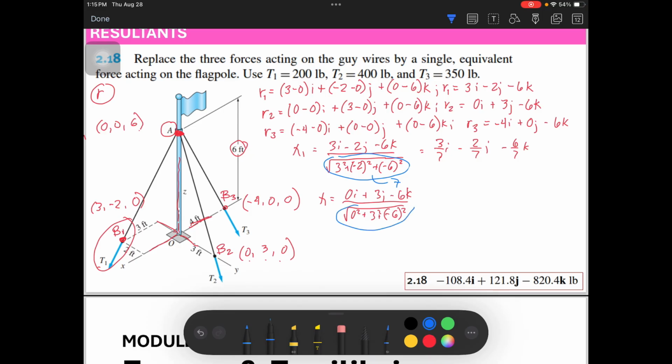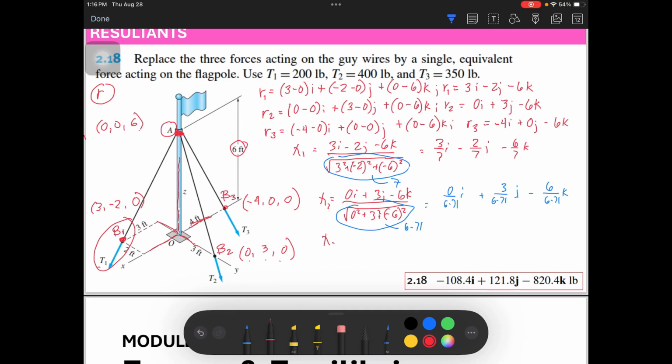So let's get the magnitude of this. 3 squared and 6 squared. This is 6.71. So, apply na natin. Our lambda is 0 over 6.71 i plus 3 over 6.71 j minus 6 over 6.71 k. Anyway, that's your lambda 2.